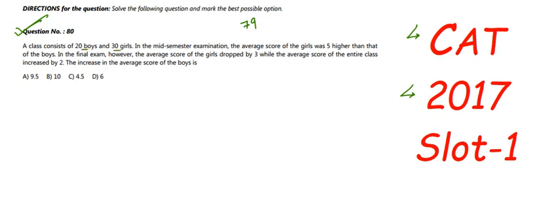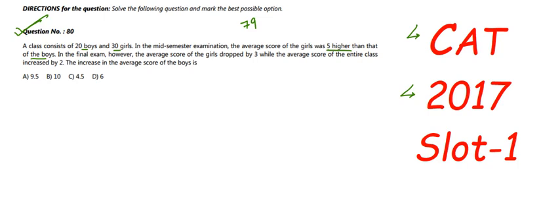So here we are talking about a class. Which class is not mentioned here, but it may be a class of a school. So it consists of 20 boys and 30 girls. So basically a total of 50 students are there in the class. In the mid-semester examination, the average score of girls was 5 higher than that of boys.